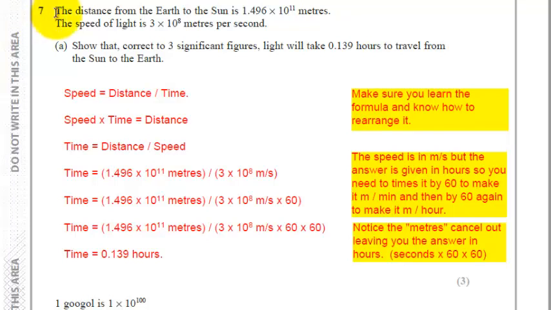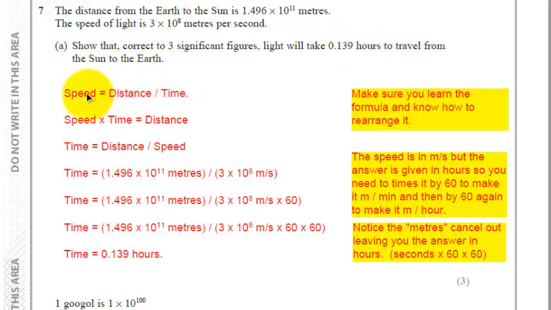Question 7. The distance from the Earth to the Sun is 1.496 times 10 to the power 11 meters. The speed of light is 3 times 10 to the power of 8 meters per second. Part A. Show that, correct to 3 significant figures, light will take 0.139 hours to travel from the Sun to the Earth.